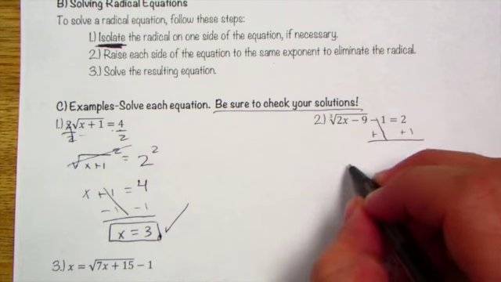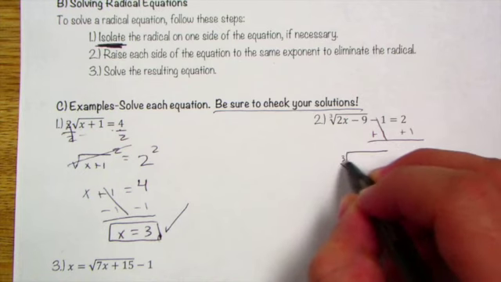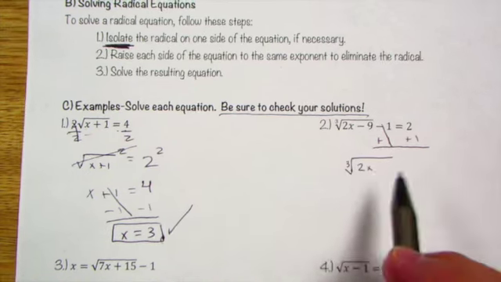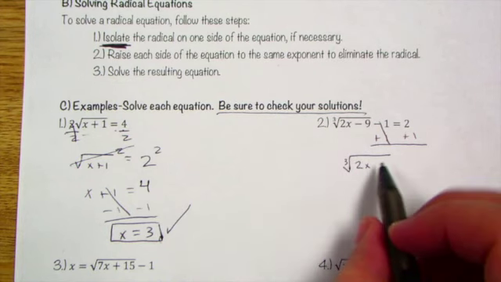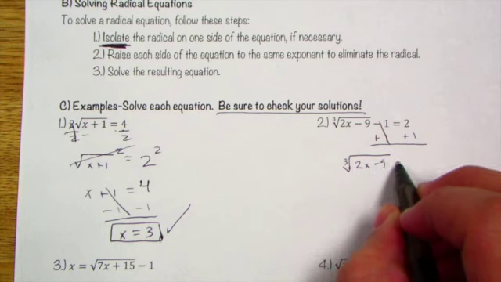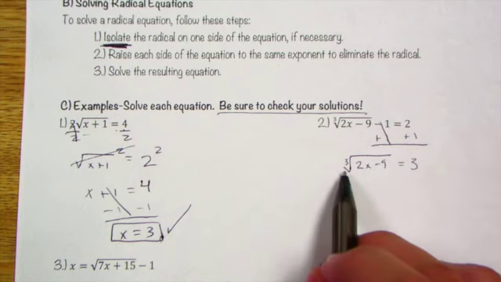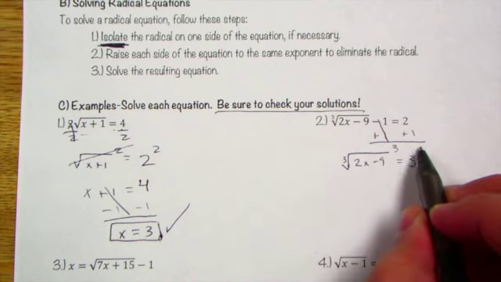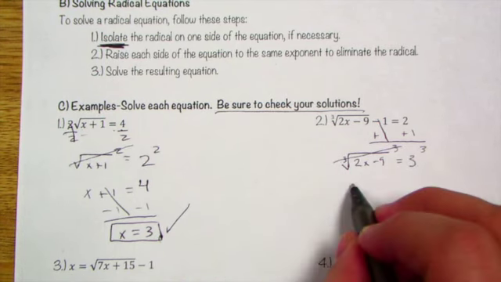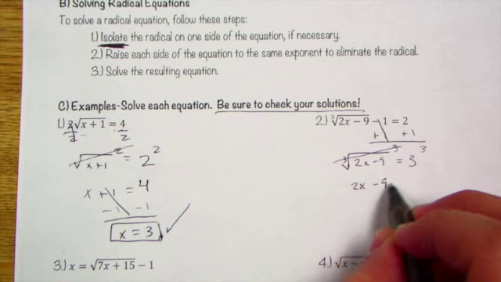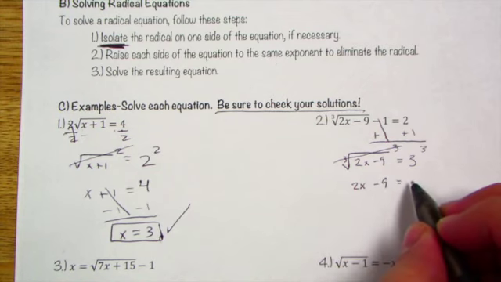Okay. I get then the cube root. Don't forget that cube. It's very common for people as they move down the equation to forget that index. The cube root of 2x minus 9 equals 3. Since this is a cube root, I'm going to cube both sides. That'll get rid of the cube root, leaving me with 2x minus 9 equals 3 cubed, which is 27.